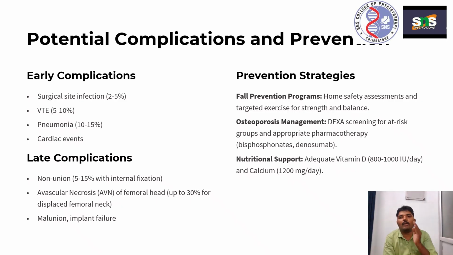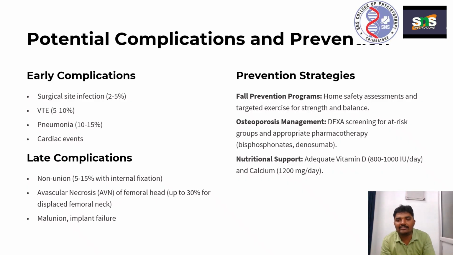Then we'll go for potential complications. Early complications: surgical site infection is 2 to 5 percent. DVT, thrombosis, is 5 to 10 percent. Pneumonia is 10 to 15 percent. Cardiac events are also around 1 percent. Late complications: non-union is 5 to 15 percent with internal fixation. Avascular necrosis of the femoral head is up to 30% for displaced femoral neck fractures. Then malunion or implant failure.